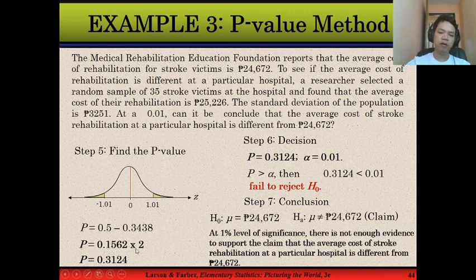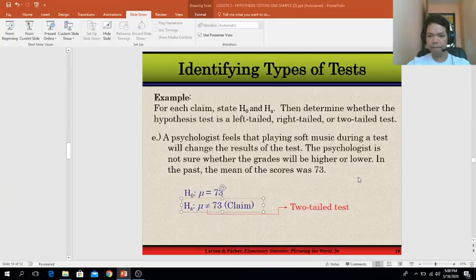So, eto nga yung 0.3124 na to, ang i-compare ko ngayon sa significance level. So, 0.3 greater than or less than 0.01. So, notice, ang 0.3 ay mas malaki. Greater than to dapat. Okay, i-correct ko ah.